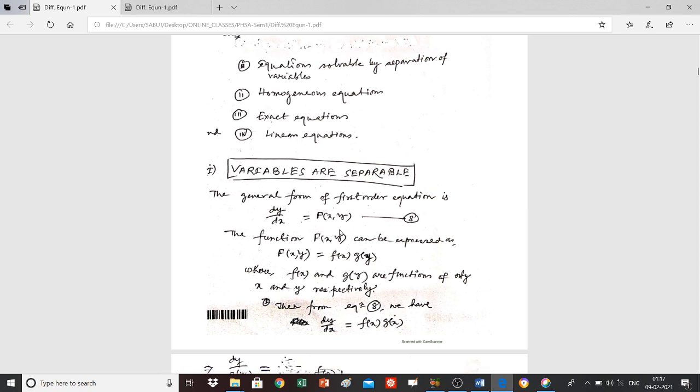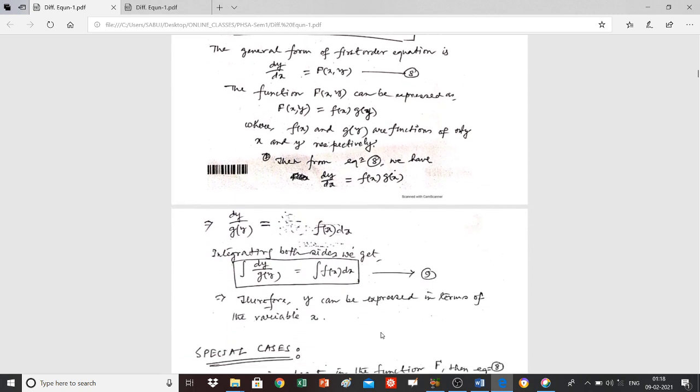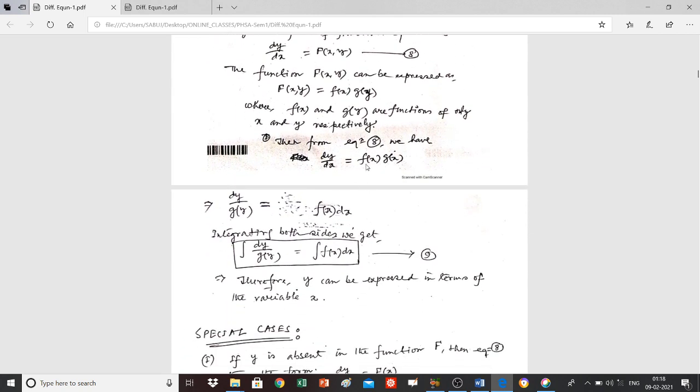And now using this equation, that is, substituting this value, f(x,y) as f(x) and g(y), in this equation, you can write it as dy/dx is equal to f(x) g(y). Now just simplify it. You write this g(y) here, so dy/g(y) is equal to f(x) dx. So now integrating both sides, you will have the integral of dy/g(y) equal to the integral of f(x) dx. After completion of this integration, you can easily find out the value of y.